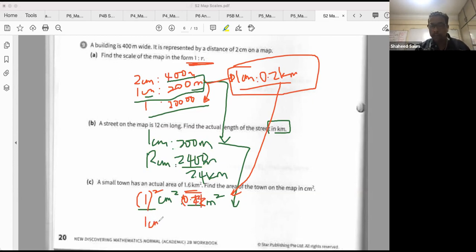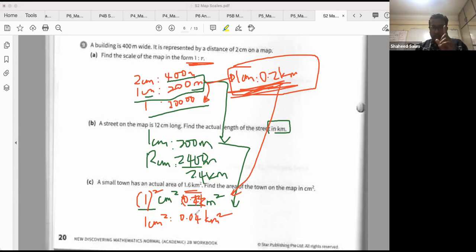1 square cm will be the same as 0.04 square km. Do you get this? You must get this first. Remember, I repeat, scale for length is different from scale for area. You must create the scale for area. It's different because you've got length times breadth, you know.